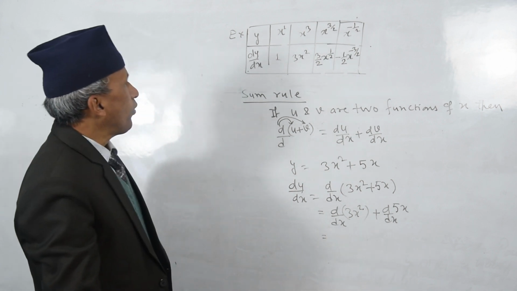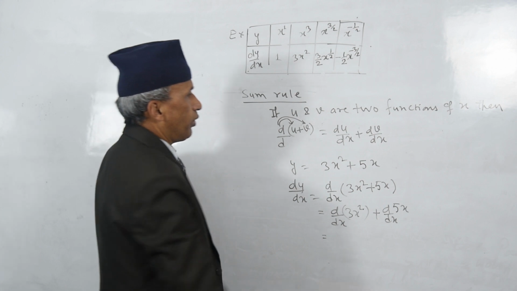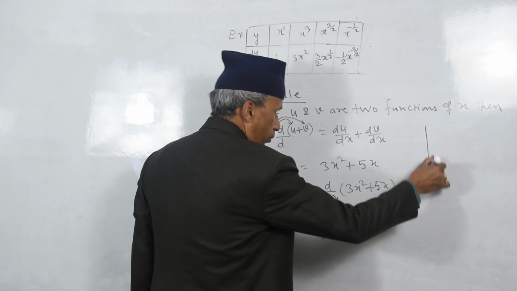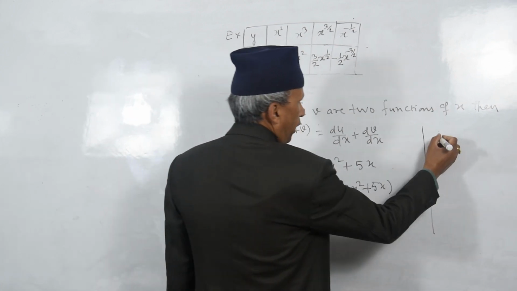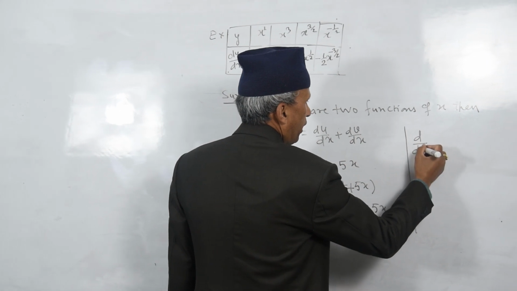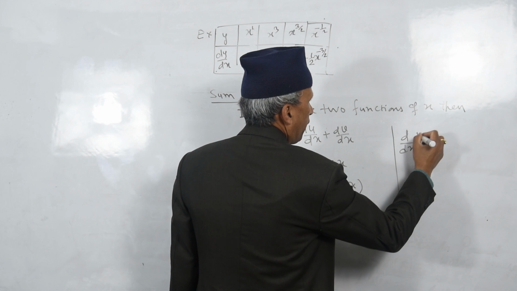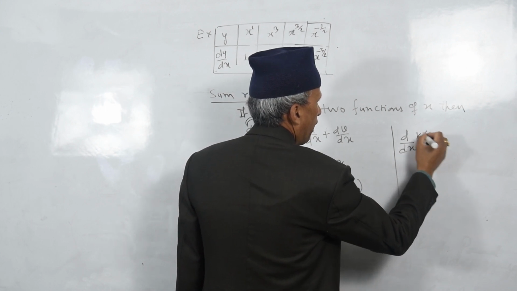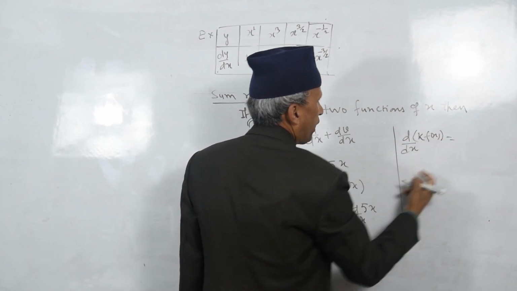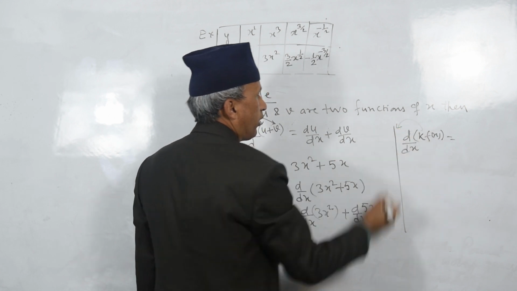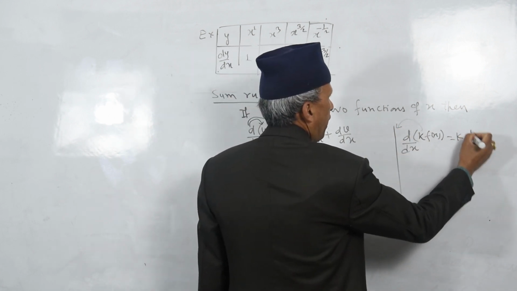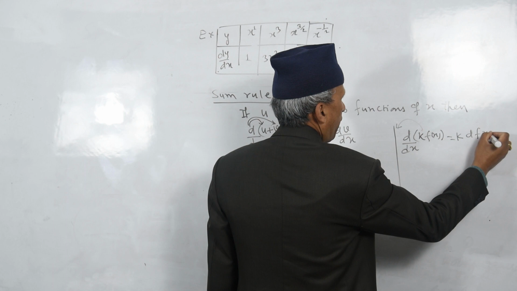Here is one rule for constant multiples, which I will make clear. If you have any function multiplied by any scalar k, in that case the constant comes out. It is equal to k times d of f(x) by dx.